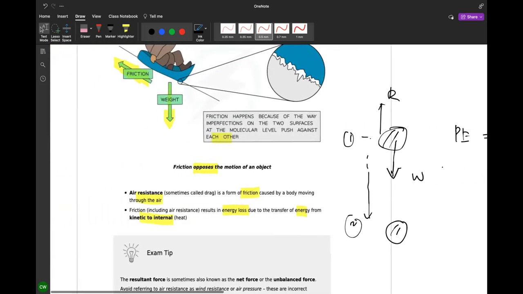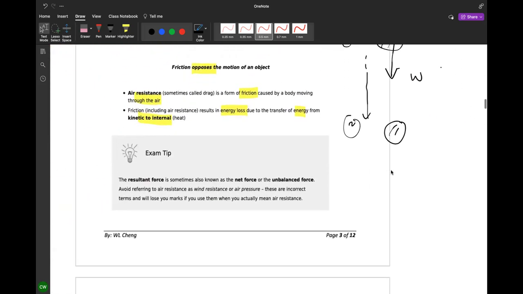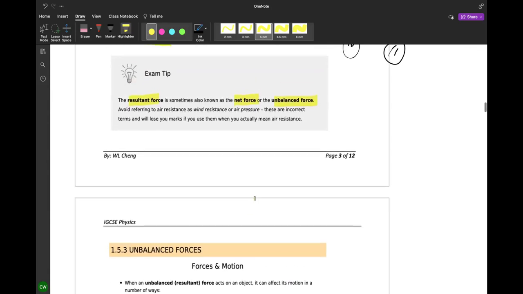Okay, let's come back here again. The friction energy loss is due to the heat. Resultant force is also called net force. Resultant force is also called net force or unbalanced force. Other terms are not accurate, don't use.